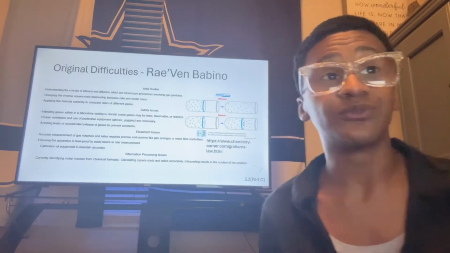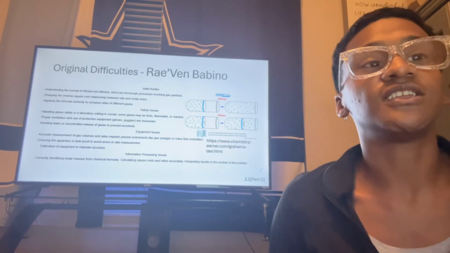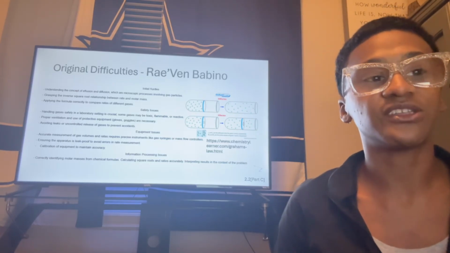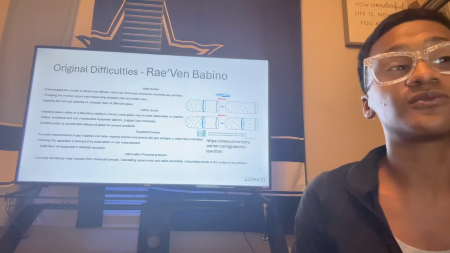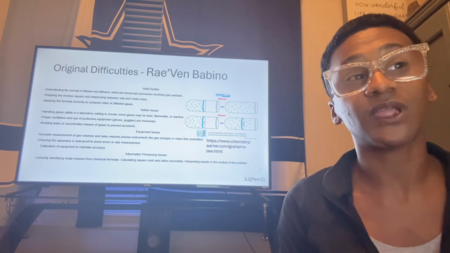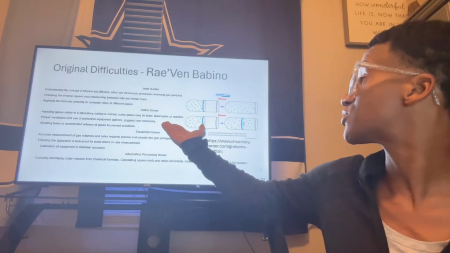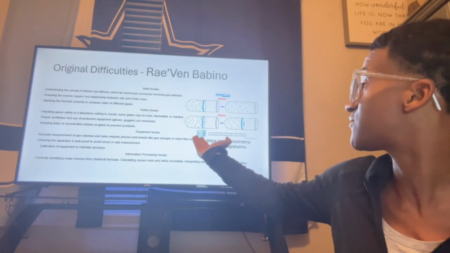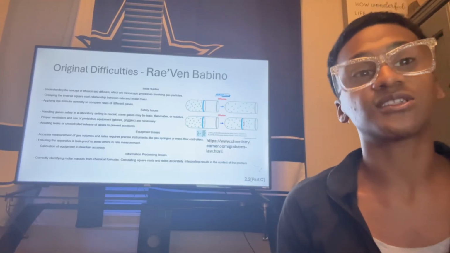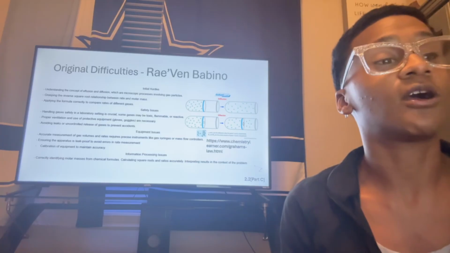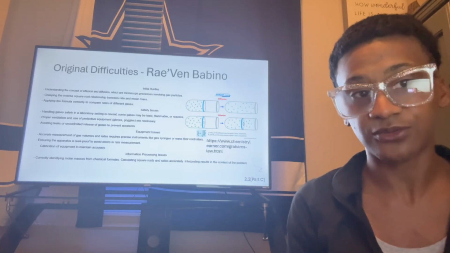Here I have the original difficulties. The original difficulties are understanding the initial hurdles, the safety issues, and equipment issues. For initial hurdles, we have grasping the inverse square root relationship between rate and molar masses. For safety issues, handling gas safely in a laboratory setting is crucial. Some gases may be toxic, flammable, or reactive. And for equipment issues, most of the time they are accurate measurements of gas volumes and calibration of equipment to maintain accuracy.